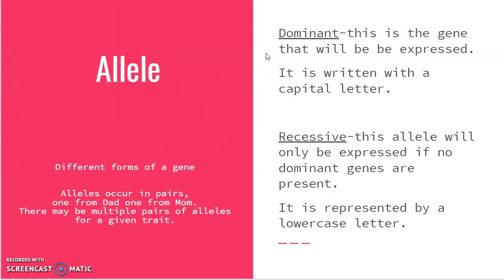So we'll be talking about freckles in a minute. Freckles are dominant, so if you have an allele for dominant, you'll have freckles, even if you also have a recessive one. We write that with a capital letter. The recessive allele will only be expressed if there's no dominant gene present in the pair. So it's represented by a lowercase letter.